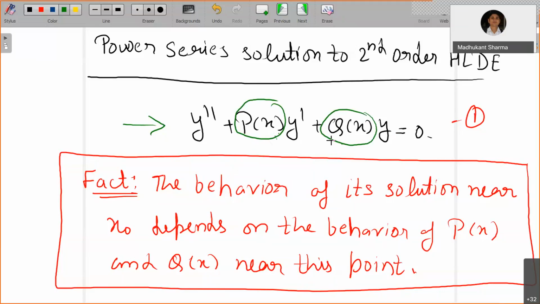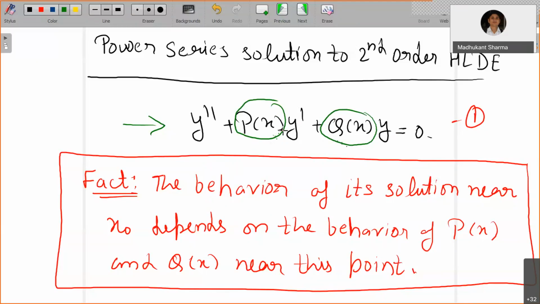So if they are analytic at x equals x naught, we say that point is an ordinary point. If both p and q are analytic at x naught, then we say that the respective point is an ordinary point. Otherwise, we will say it is a singular point. We are going to look at those cases as well. If either one of them is not analytic, then we say that point is a singular point.